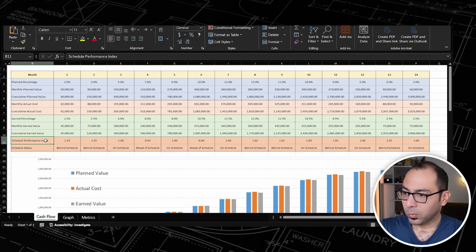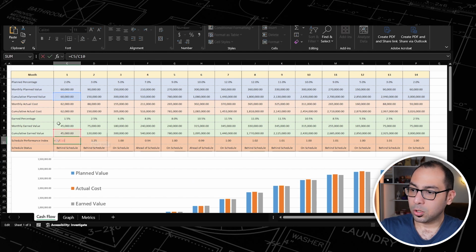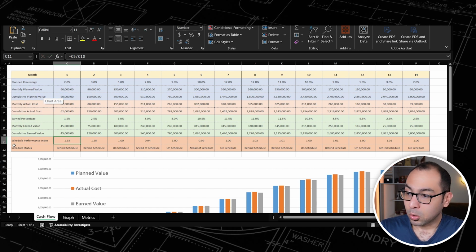And what is that? The Schedule Performance Index is just, I'm going to divide the cumulative planned value by the cumulative earned value. And we don't want to memorize our formulas here, we just need to understand the logic behind that. So if the Schedule Performance Index is more than 1, it means that we are behind the schedule. And why is that?